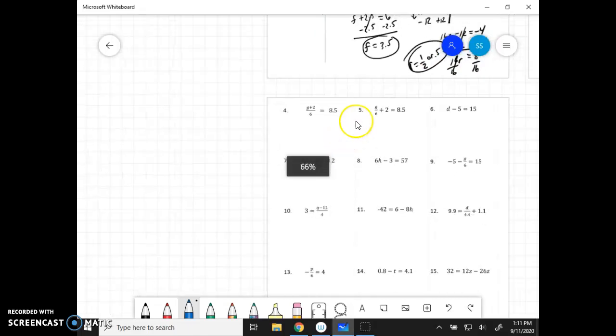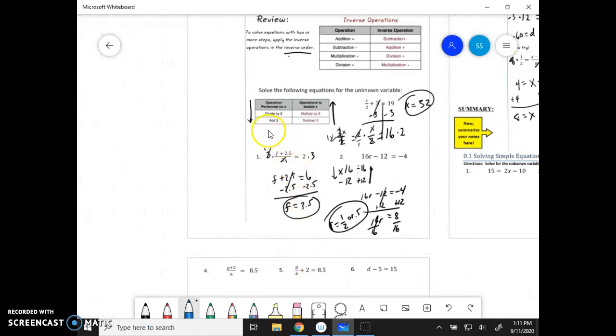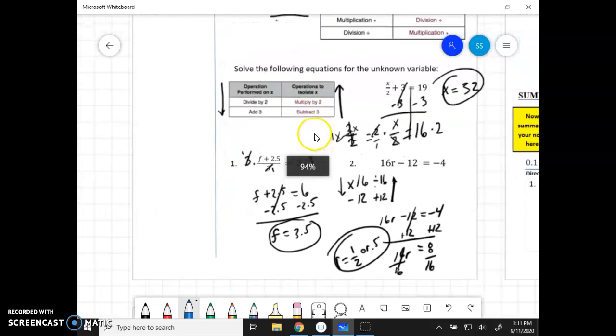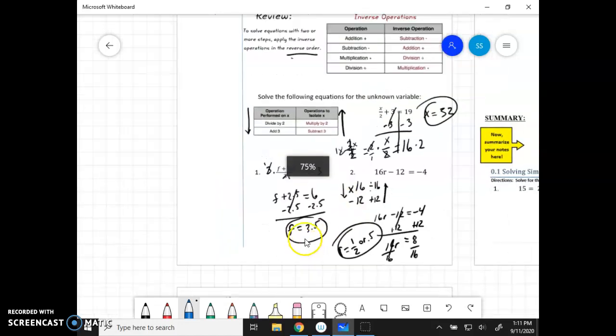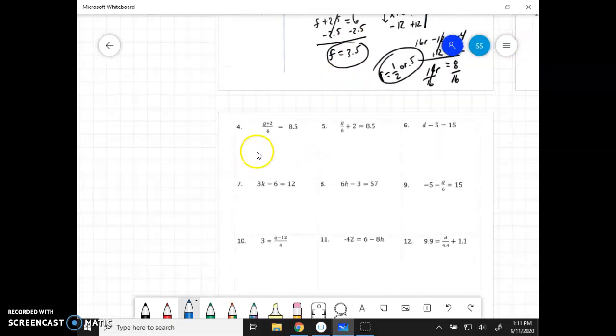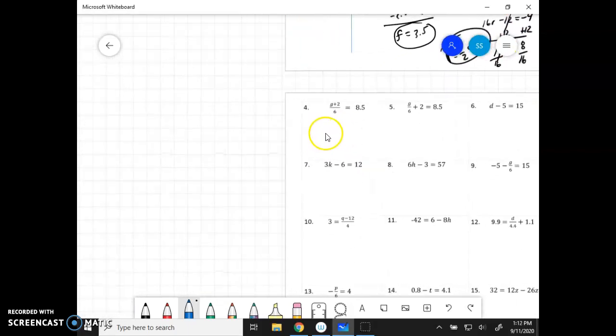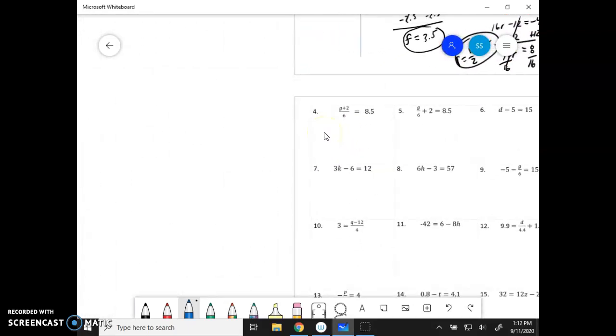Remember from the lesson before that we want to solve these equations by performing the inverse operations in reverse order. So if we take a look at 4 and 5, I'm going to write this in the margin here. Here's 4. 4 is g plus 2 over 6 is equal to 8.5.